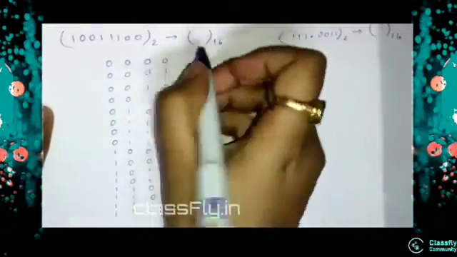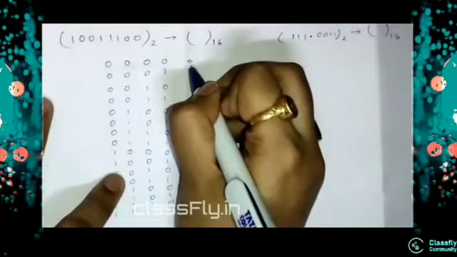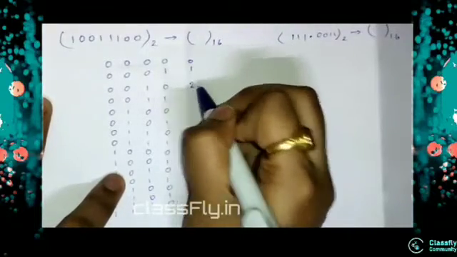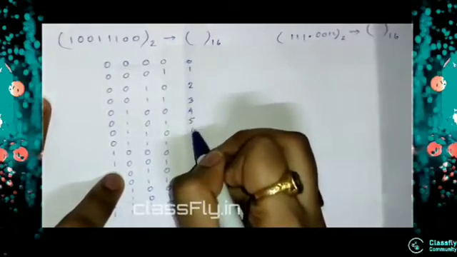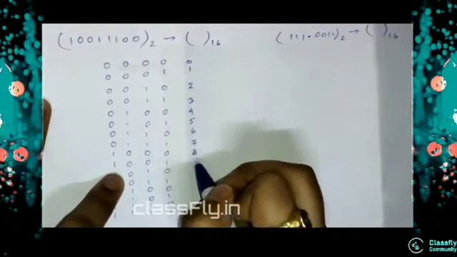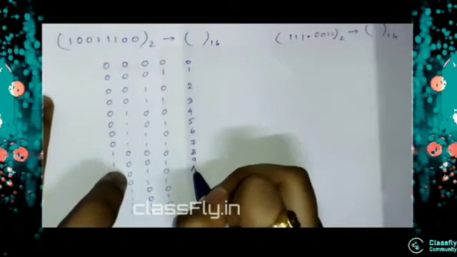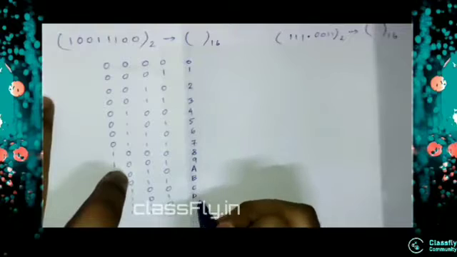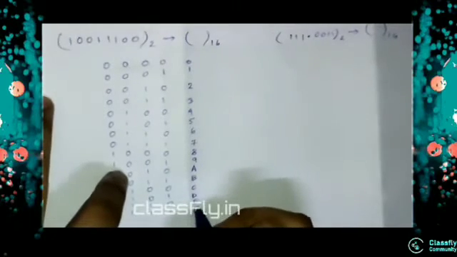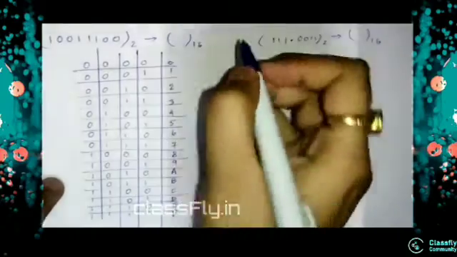We will depict each row as the corresponding number. We will start from 0, then 1, then 2, then 3. But after 9 we will write alphabets, that is A, B, C, D, E, F. Okay. Now let's solve the question.